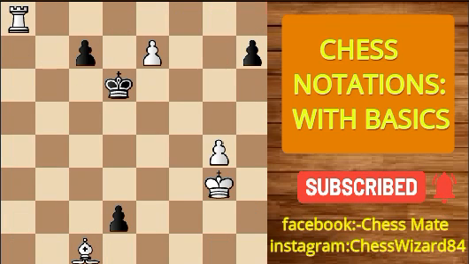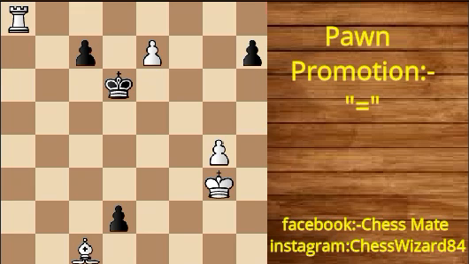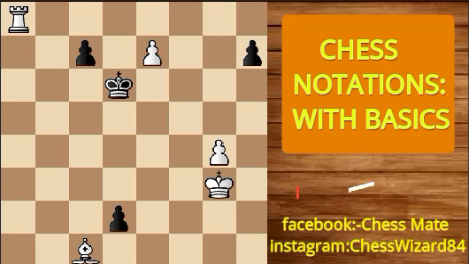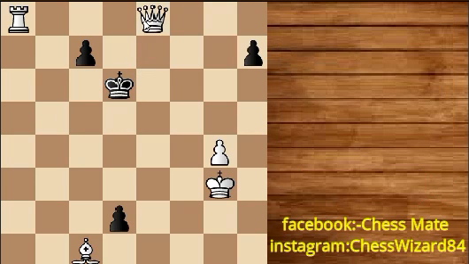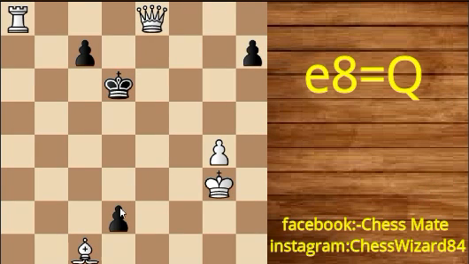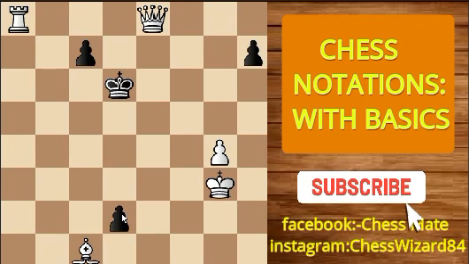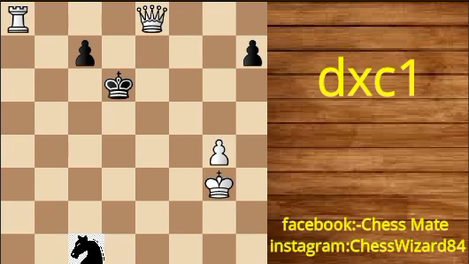When a pawn moves to the last rank and promotes itself, we generally use the equals symbol, and after that, we indicate the symbol of the piece it is promoted to. Say, for example, in this position, if white moves this pawn from e7 to e8 and promotes to a queen, then we write it as e8=Q. Similarly, if this black pawn captures this bishop on d1 and promotes to a knight, then we will write it as exd1=N. I think you got the point.